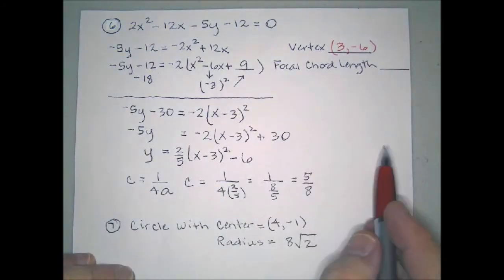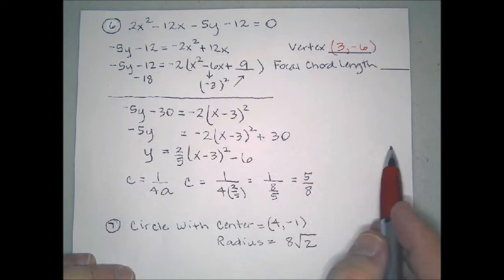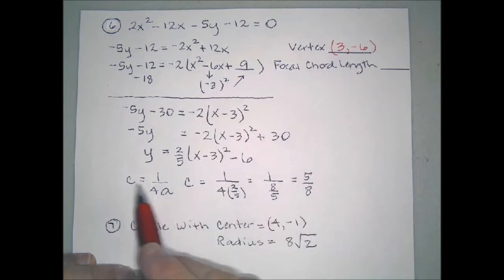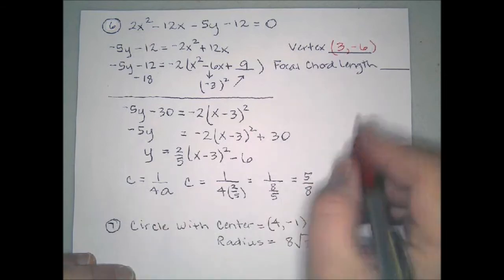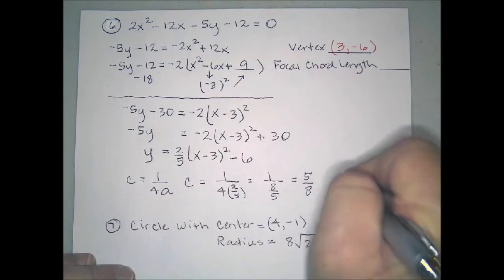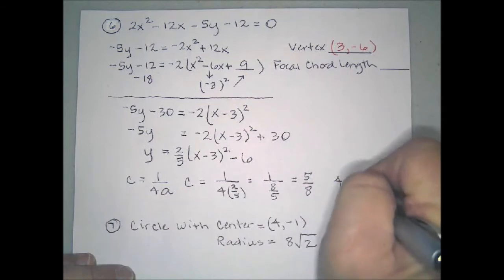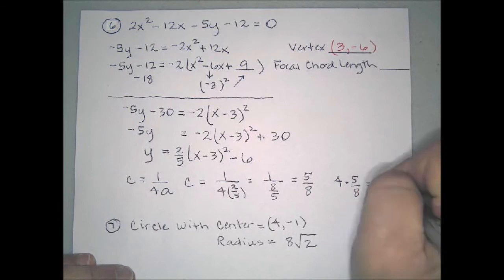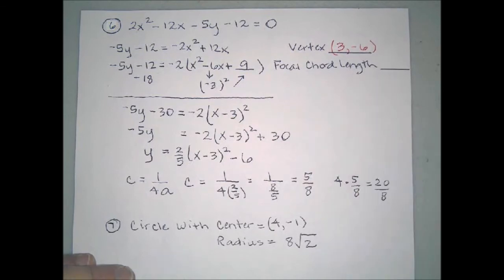The focal chord length, the distance between the two focal chord endpoints, is actually 4C. So if C equals 5/8, then 4C would equal 20/8, which is also known as 2.5.